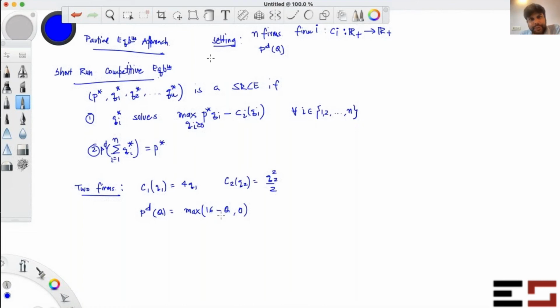because that's all you need, right? I mean, you need the data on the cost function and you need the data on the demand curve to find the short-run competitive equilibrium. So you have all the data with you. Find the short-run competitive equilibrium.